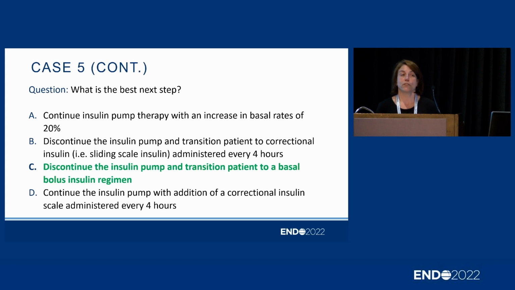So in this particular case, our lady was drowsy. She was acutely ill. She was not able to continue her pump. And so that's why A and D are not the best answers in this case. And B, we would never want to stop an insulin pump and just institute correction insulin, because then, of course, we don't have any long-acting basal insulin on board. The patient would be at risk, of course, for hyperglycemia and perhaps even DKA.